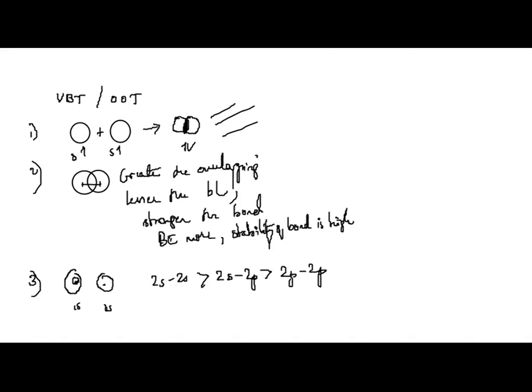Now, there are two types of overlappings. One is axial overlapping, which is also called head-on overlapping. And another one is parallel overlapping. So we have axial and parallel overlapping. Let us see.